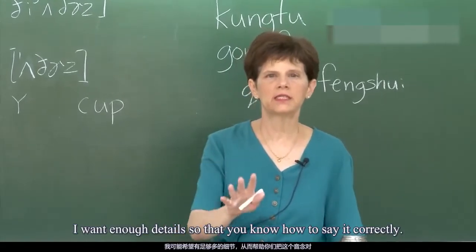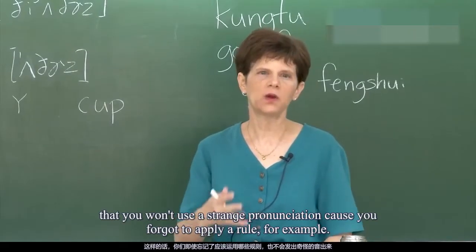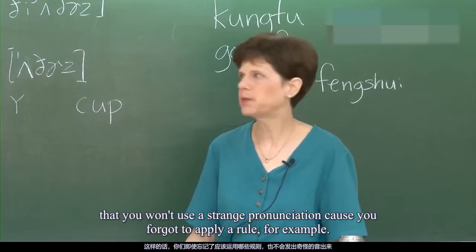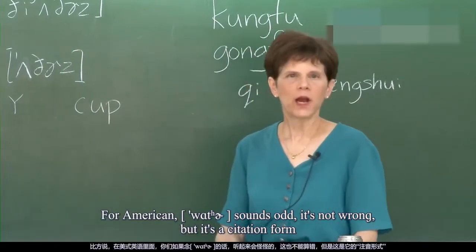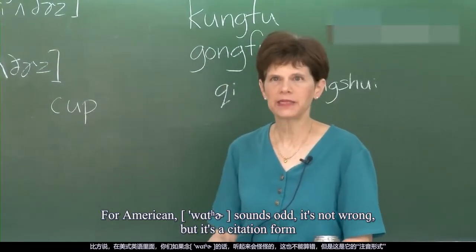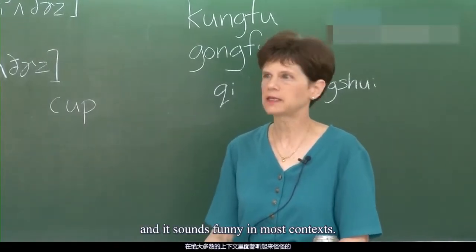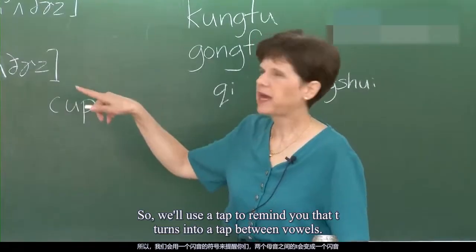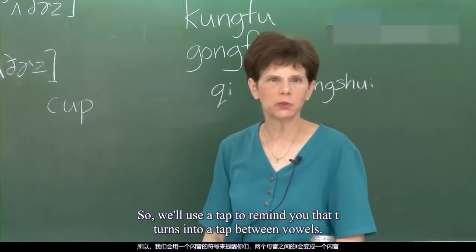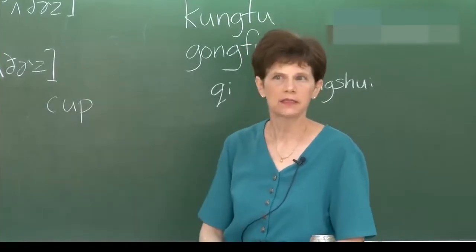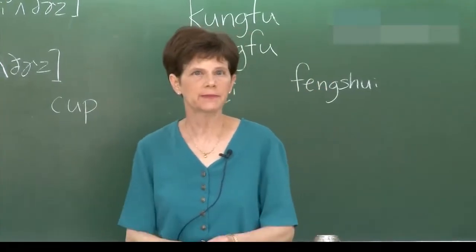I want enough detail so that you know how to say it correctly, that you won't use a strange pronunciation because you forgot to apply a rule, for example. For American, water sounds odd. It's not wrong, but it's a citation form, and it sounds funny in most contexts. So we'll use a tap to remind you that T turns into a tap between vowels. We're going to use a narrower transcription in brackets. Everyone's clear on the difference?